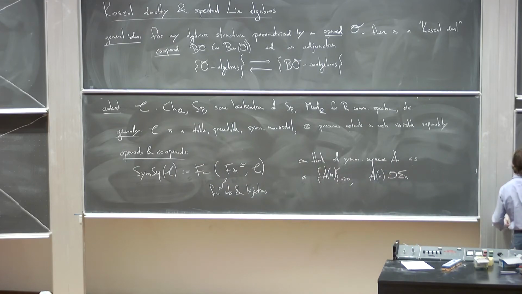This category is relevant for the following reason. It acts on the category C in the following way. To any symmetric sequence A, we can associate a functor from C to itself that I'll call F_A. So this is a functor from C to itself, and what does it do?